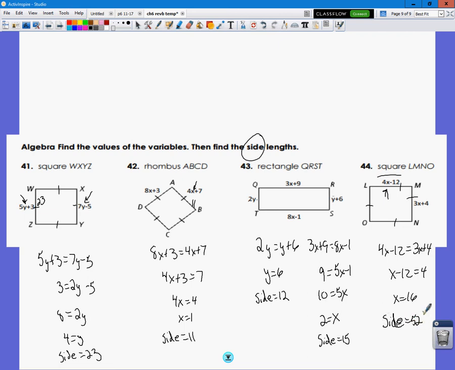If you are in honors class, the two problems that we had in addition to this on the board, the first one should have come out to a square, and the second one should be a parallelogram.